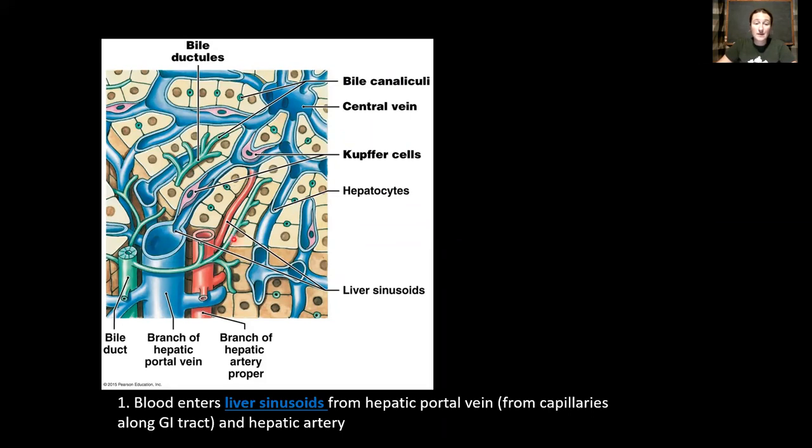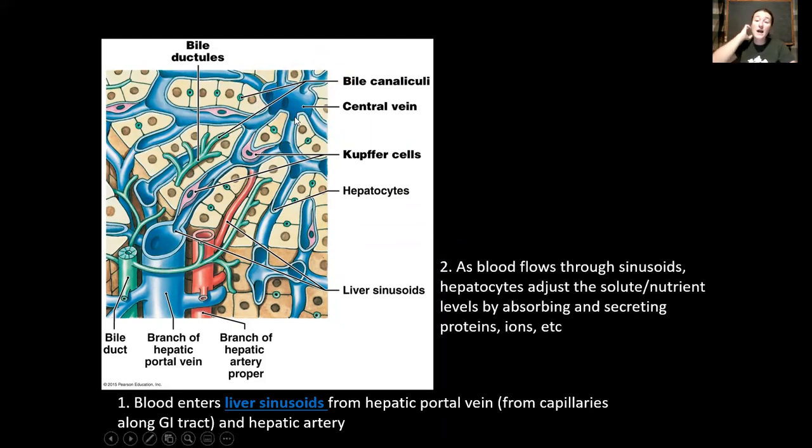So from this and from this, blood starts to flow towards the central vein, from the corners of the lobule towards the middle. As the blood is flowing through these sinusoids, these hepatocytes here are able to take out extra nutrients. Maybe we just ate a meal and so our blood is filled with sugar, and so we are going to bring that extra sugar out of the blood and store it as glycogen, for example.